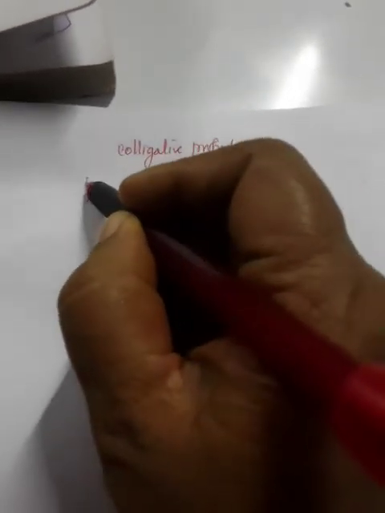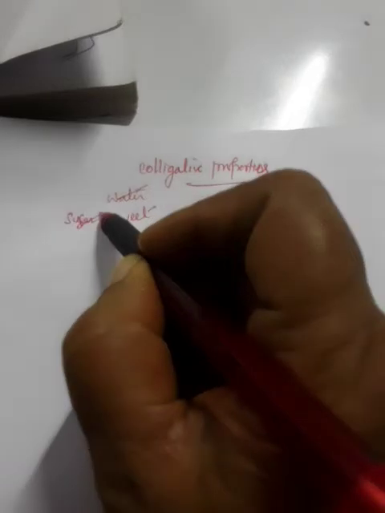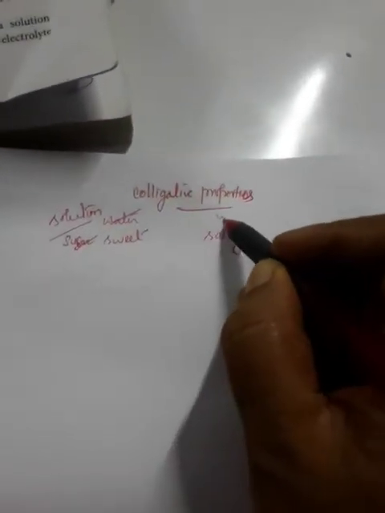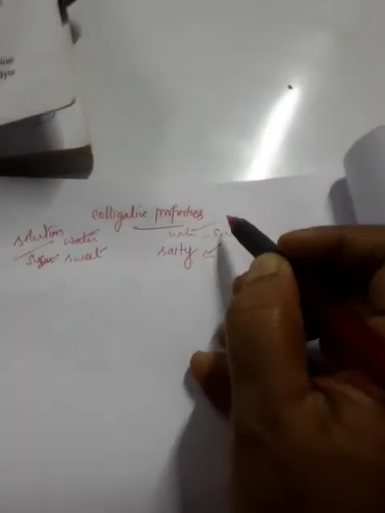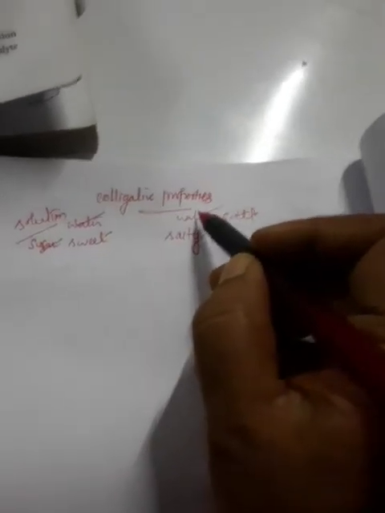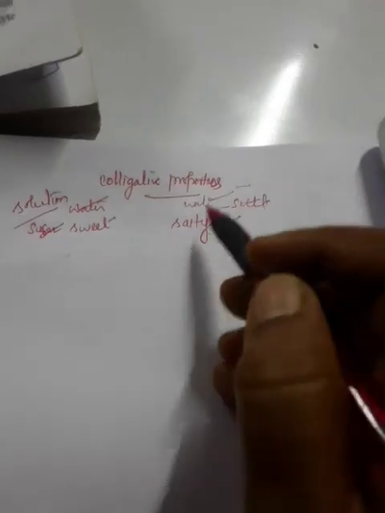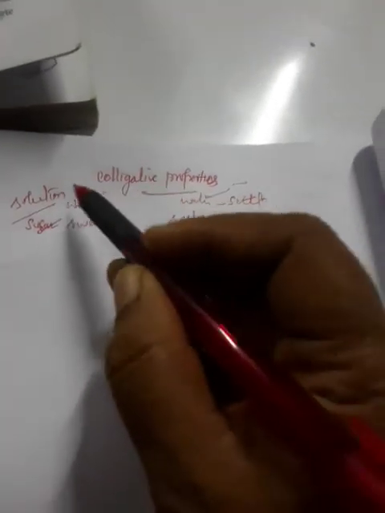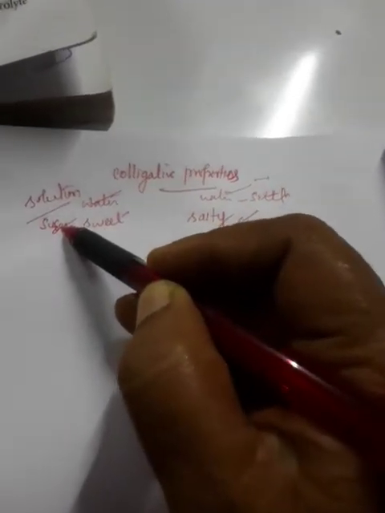Solution means water and sugar. Water is the solvent, sugar is the solute. Solvent plus solute combines to form solution. Here also, water, salt is added, becomes salty. Water is the solvent, salt is the solute. Solvent plus solute becomes solution. So the properties of the solution depend on the nature of the solute particles.